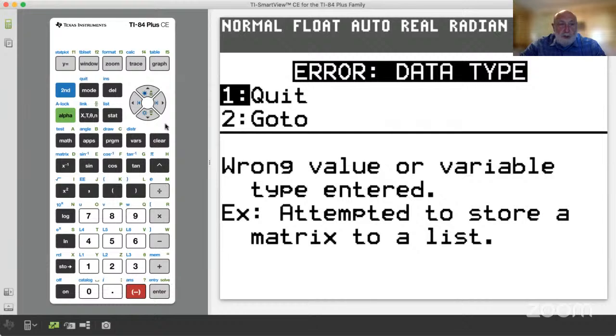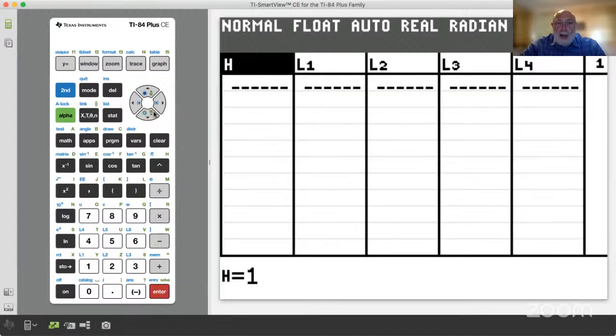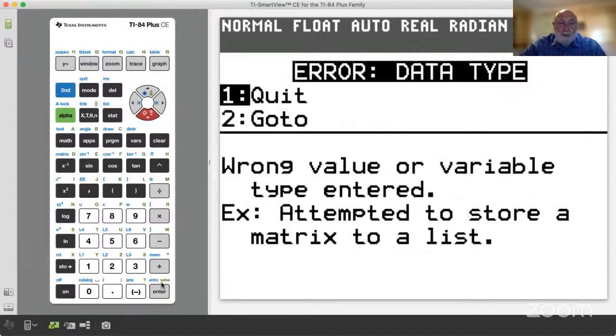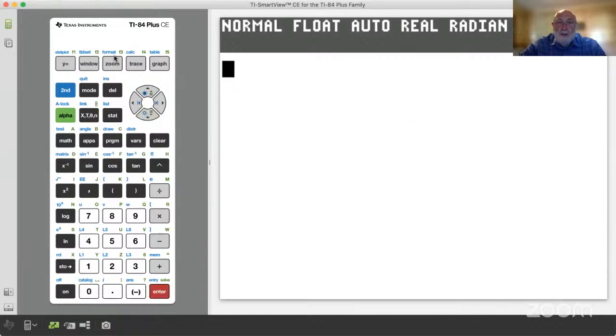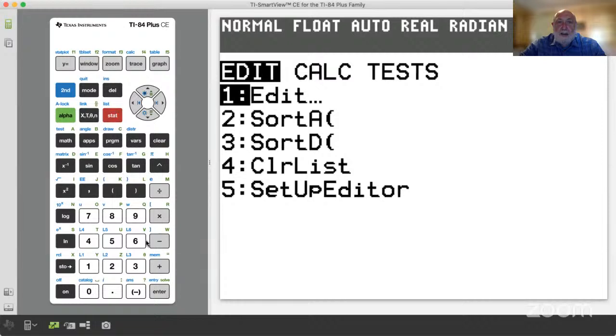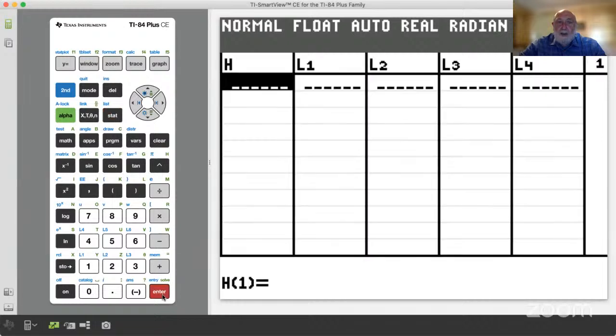Whoops, excuse me. Oh, I know what I did. Sorry. I didn't go down to the entry. Oops, I'm fumbling here. Let me go back to stat. Apologize for that. Okay, so there we go, that's where I wanted to be. I think I was still up in the header. So my apologies on that.